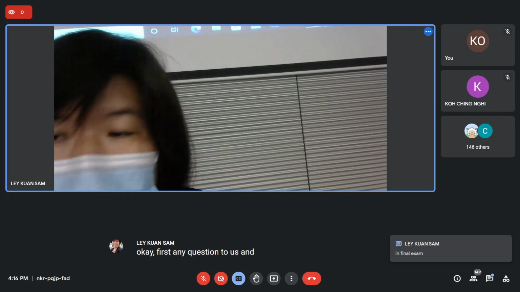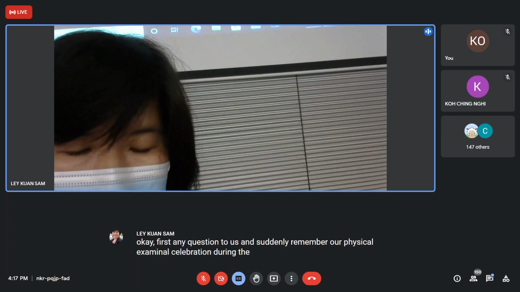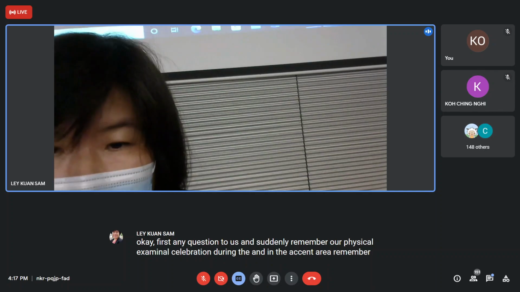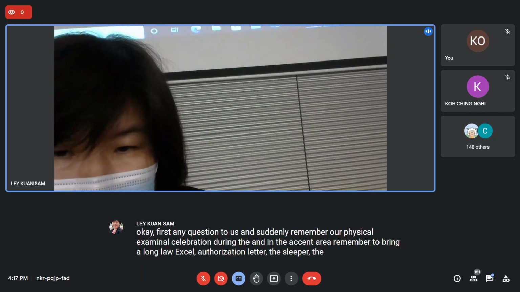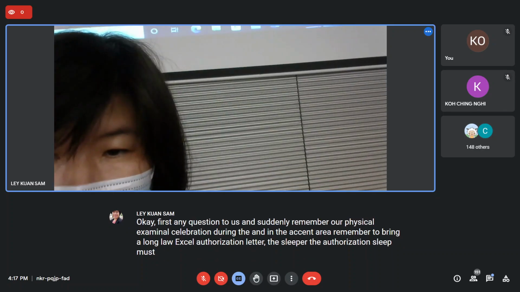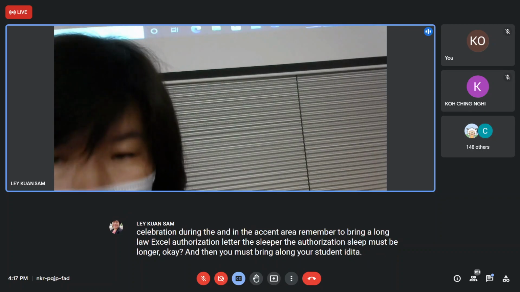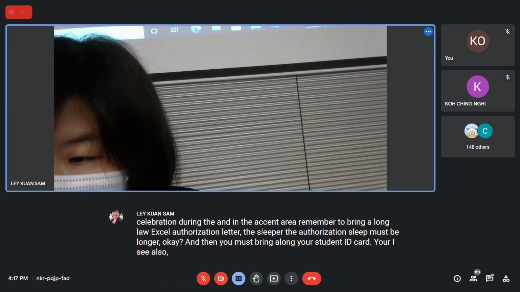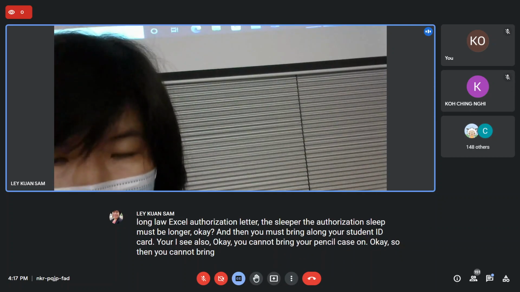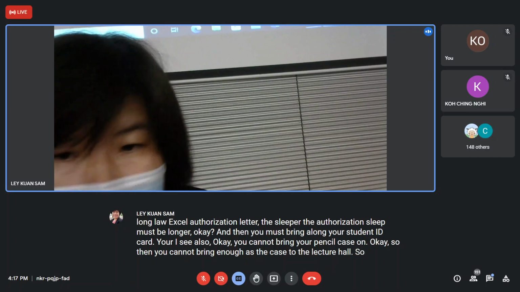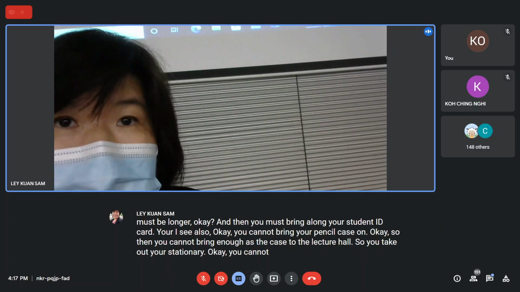Remember, for our physical exam room, on the exam day, remember to bring along your exam authorization letter, the authorization slip. You must bring along your student ID card and your IC also. You cannot bring in your pencil case to the lecture hall. So you take out your stationery.